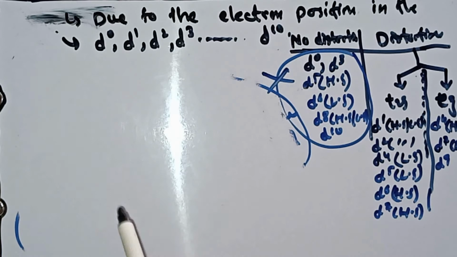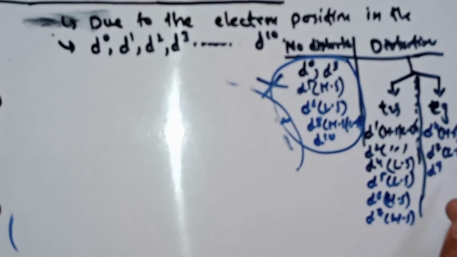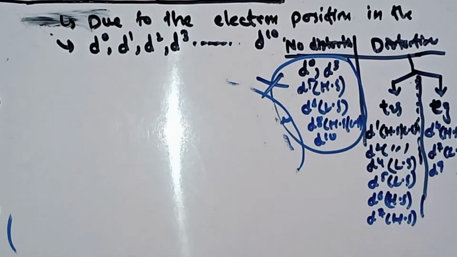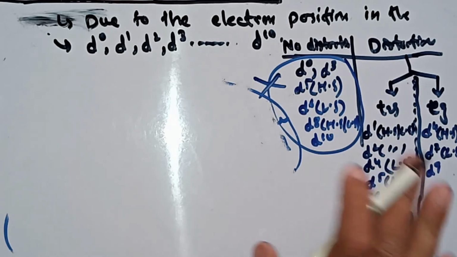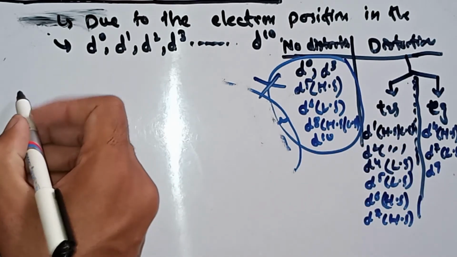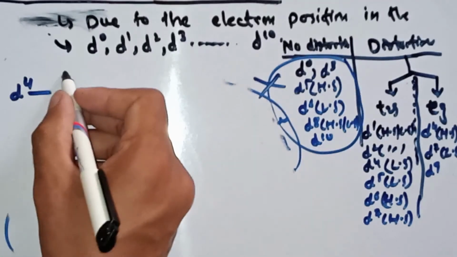What will happen later? As you can see here, there is only the D4 system. The D4 system is high spin, the D7 system is low spin, and the D9 system. Only in these three cases does eg distortion occur. So when D4 systems are used, how will the distortion be?